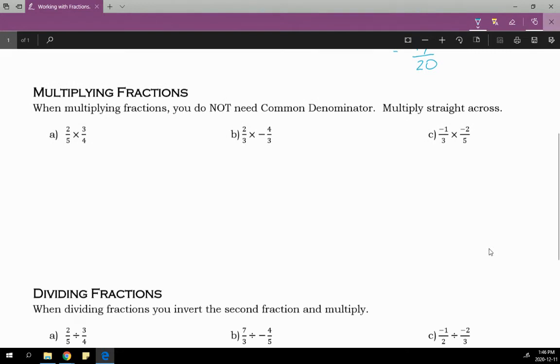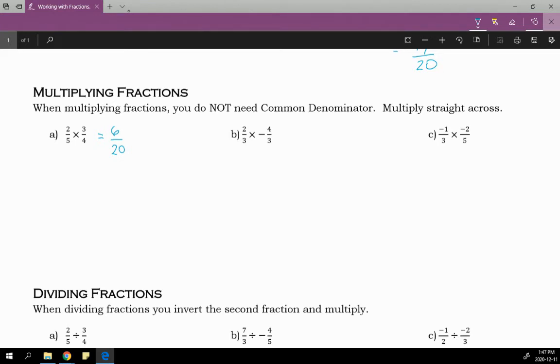When we're multiplying fractions, we do not need a common denominator. The nice thing with multiplying is that you just multiply straight across. So for this, multiply our numerators together. 2 times 3 is 6. And multiply our denominators together. 5 times 4 is 20.